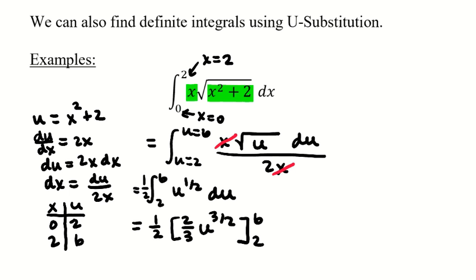So I'm going to factor that out, and I'll be left with just 2/6, or 1/3, of 6 to the 3/2 minus 2 to the 3/2. And that's a safe place to stop. That's just a number.